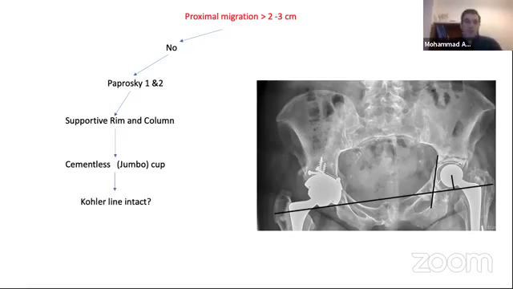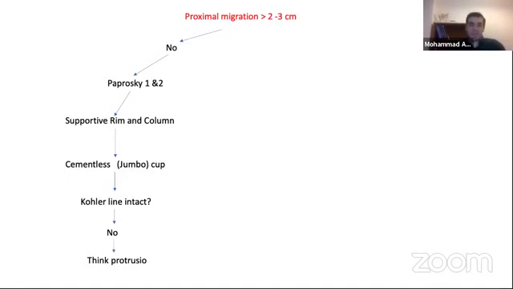You also have to look at Kohler's line, which signifies medial translation of the components. And if there is a defect in Kohler's line, then you should think about protrusio in terms of your approach, the proximity of the sciatic nerve to your dissection, as well as the difficulty in dislocation, as well as the risk of fracturing the femur.